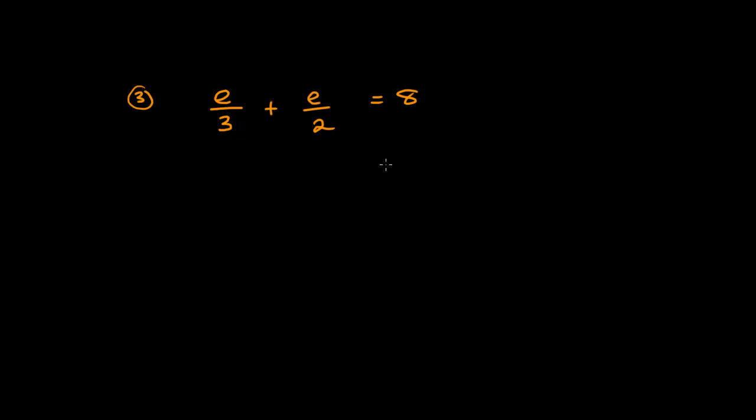Well, they both go into 6, don't they? An easy way of doing that is just times 3 times 2 together. So what I'm actually going to do is times everything by 6, the whole lot. Remember, if I times everything by 6, I haven't actually changed the value of the equation, just the numbers. So now I could do 6e over 3 plus 6e over 2 equals 6 times 8.